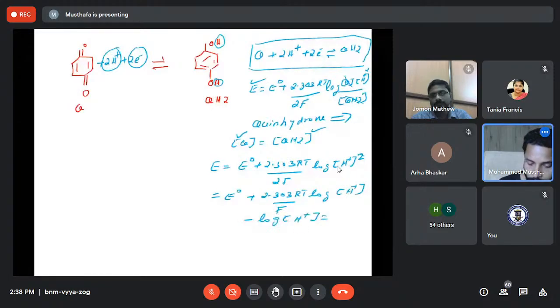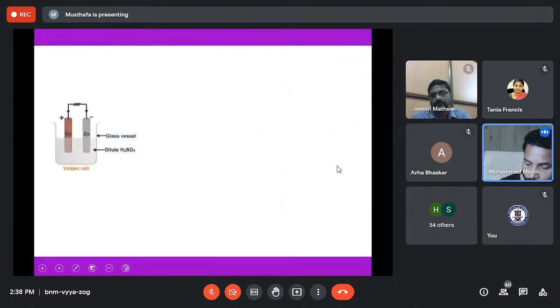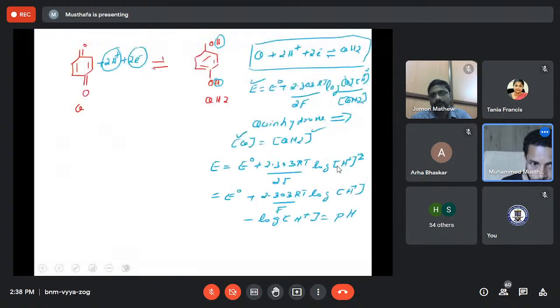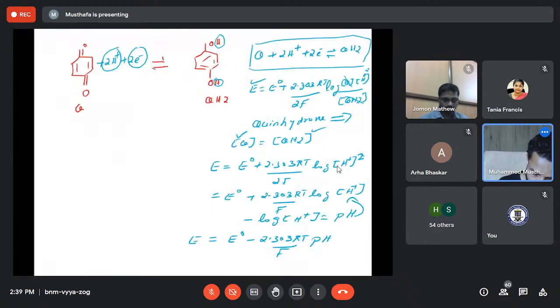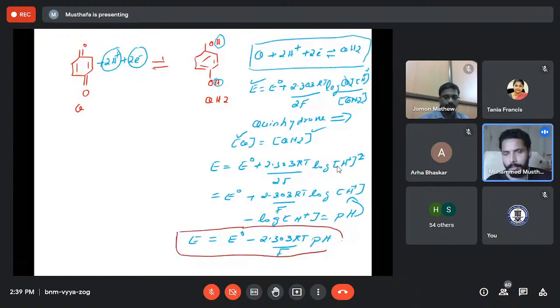And if you put this equation into this equation, it will become E is equal to E0 minus 2.303 RT by F pH. This is a very, very important relation. Most of the time, it used to come for many competitive examinations.